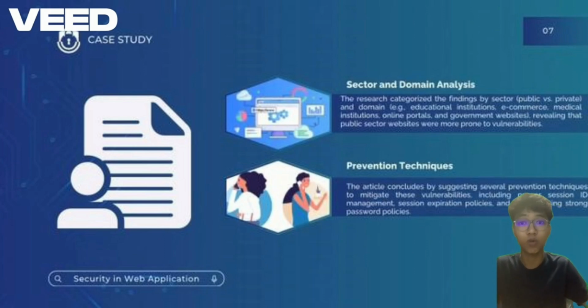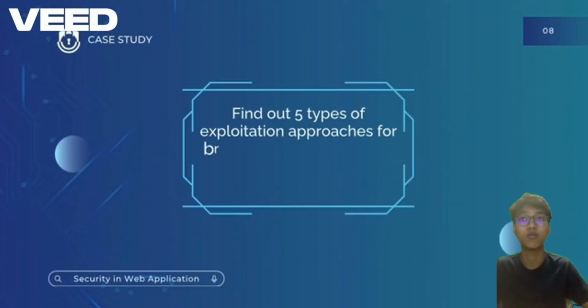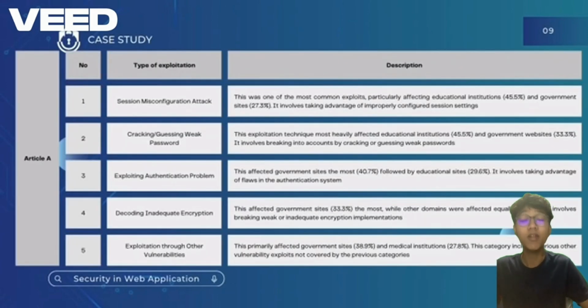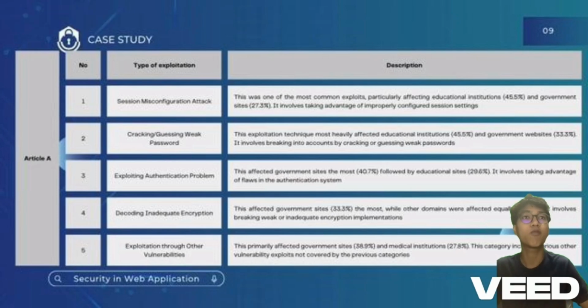So we will move on to the next part of question 1, which is to find out 5 types of exploitation approaches for broken authentication and session management vulnerabilities in article A. So based on my findings, I have 5 types of exploitation. First, we have session misconfiguration attack. For the description, this was one of the most common exploits, particularly affecting educational institutions with 45.5% and government sites 37.3%. It involves taking advantage of improperly configured session settings.